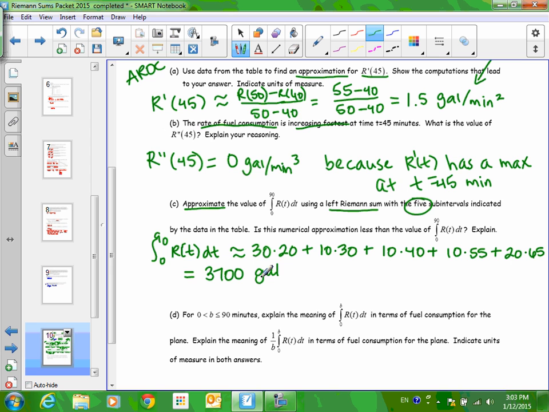If you were like, I didn't quite get that number, look at the calculations here. It's possible you had 20 times 30 instead of 30 times 20. You know, that stuff doesn't matter.